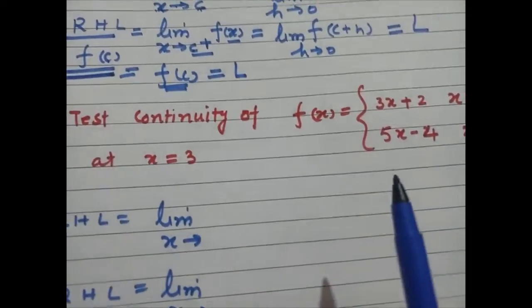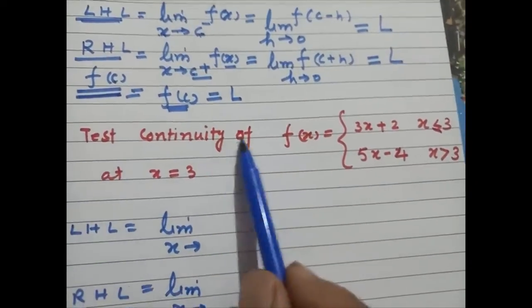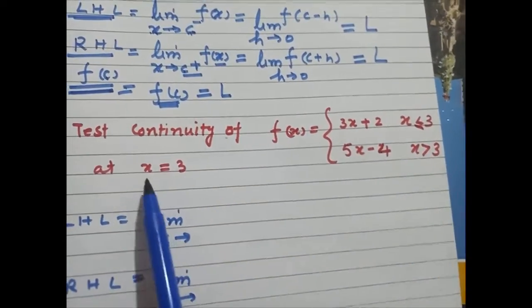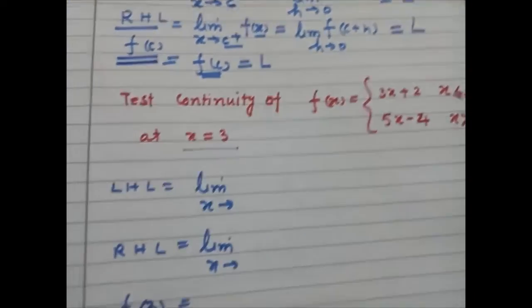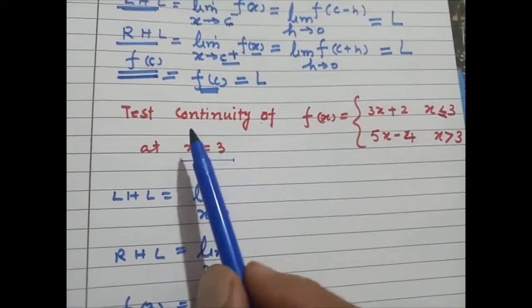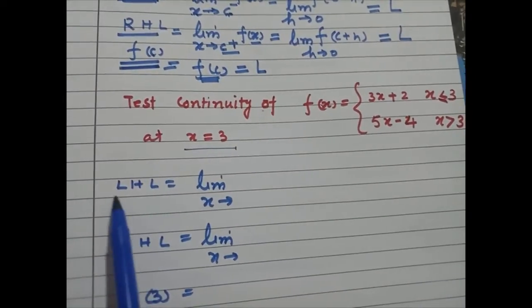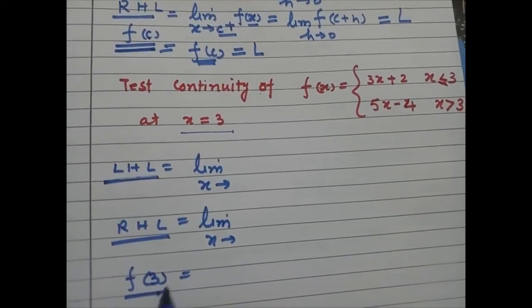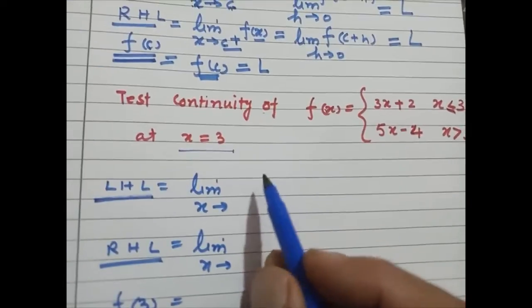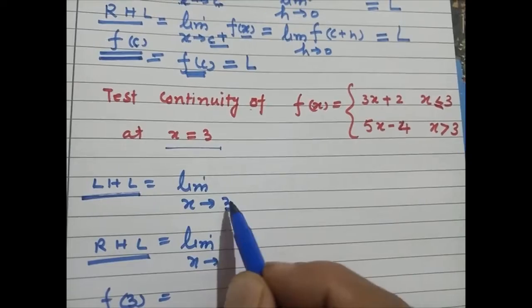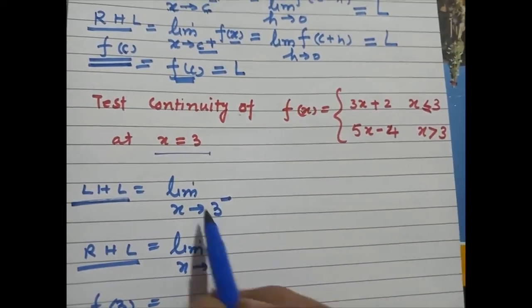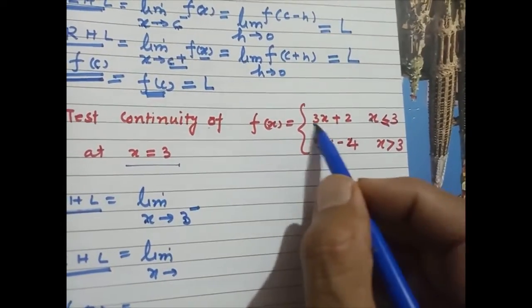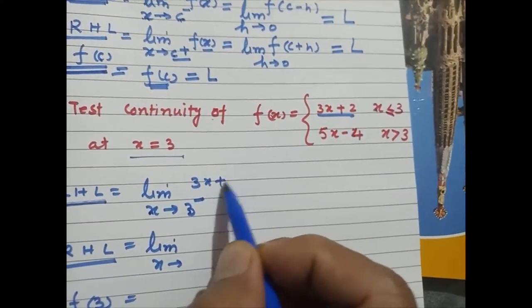Now take an example. Test the continuity of f(x) equals to, these two conditions have been given here, at the point 3. So a function is continuous when we have the left hand limit equal to right hand limit equal to value of the function at 3. So let us find them one by one. What is the left hand limit at 3 minus? It stands for x is less than 3. What is the function for less than 3? It is 3x plus 2.